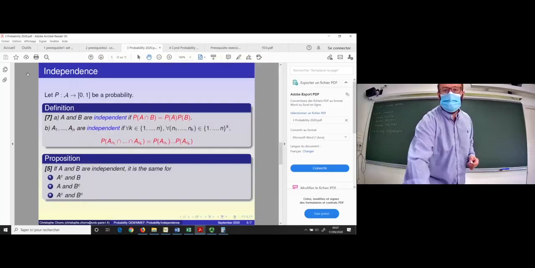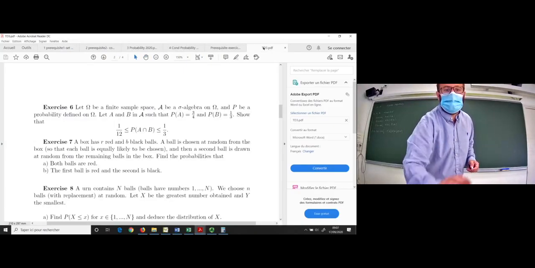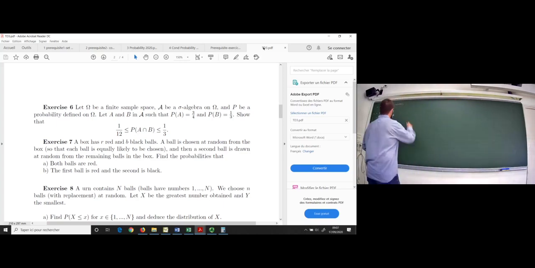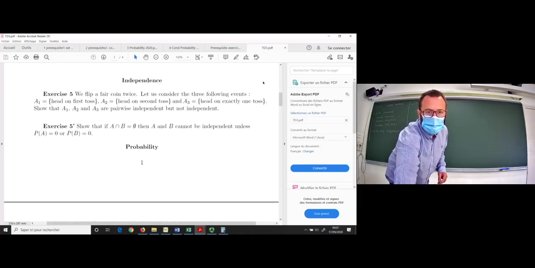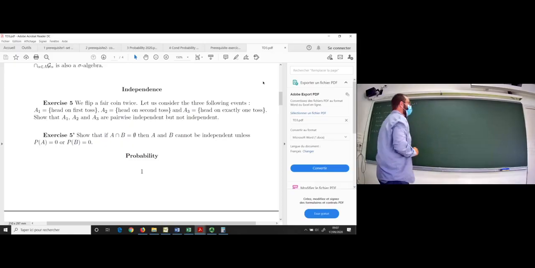So let's do this exercise. It is taken from list 3 of exercises, what I have called on my web page TD3. Exercise 5 of list 3. It's just to underline that when you have to prove the independence of 3 sets, be careful, because if you prove only this one, it is not enough.